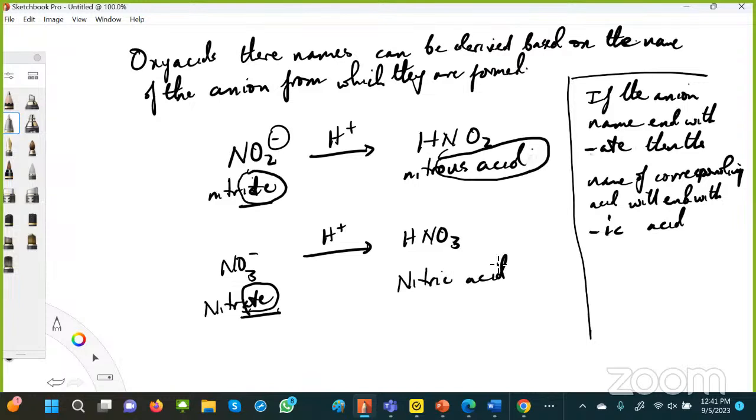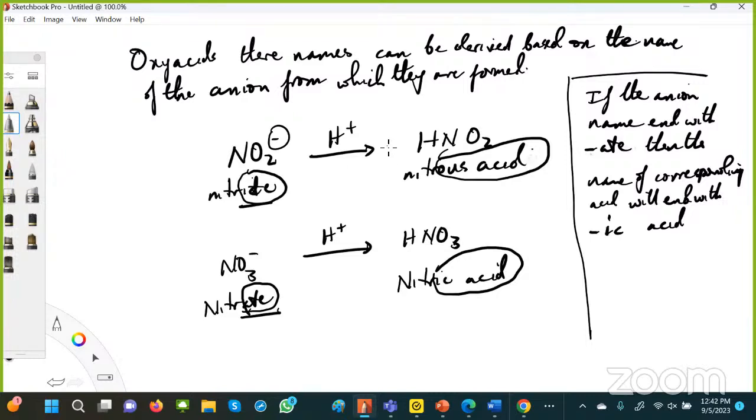All right. So just to recap, if the name of the anion ends with ITE, then the name of the corresponding acid will end with OUS acid, right? Correspondingly, if the name of the anion ends with ATE, then the name of the corresponding acid ends with IC acid. So nitrate becomes nitric acid, all right? So that's basically what happens when it comes to naming acids based on the anions from which they're formed.